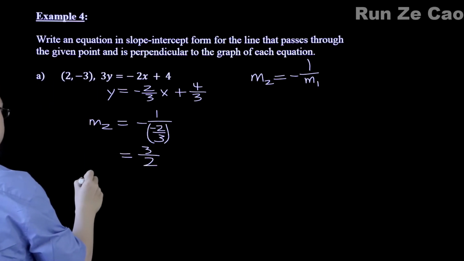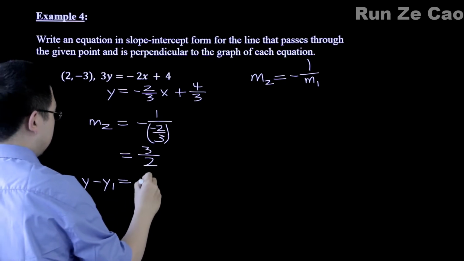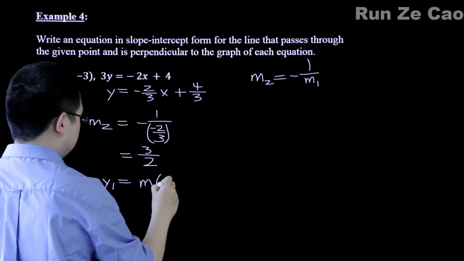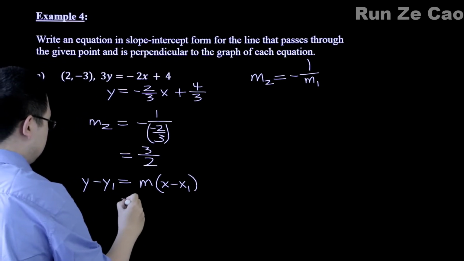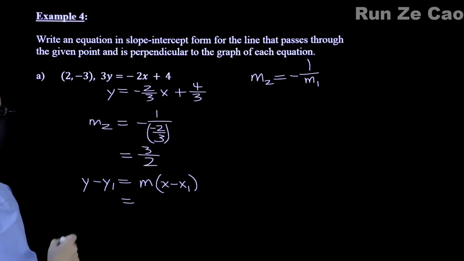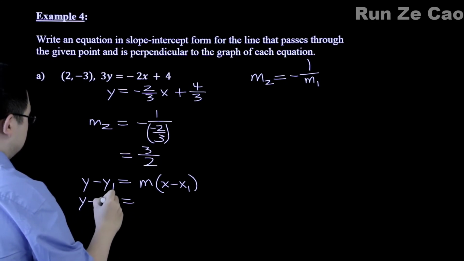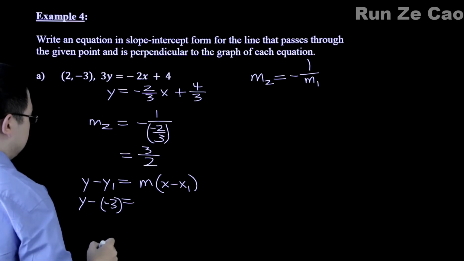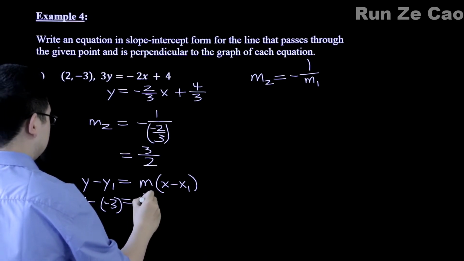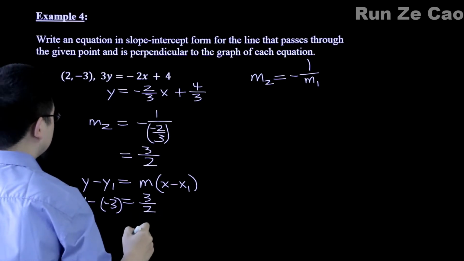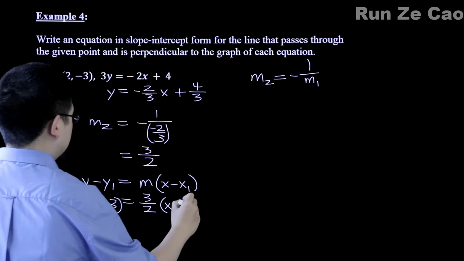That means y minus y1 equals m times x minus x1. So, y minus -3 equals m, which is going to be 3/2, and then x minus 2.